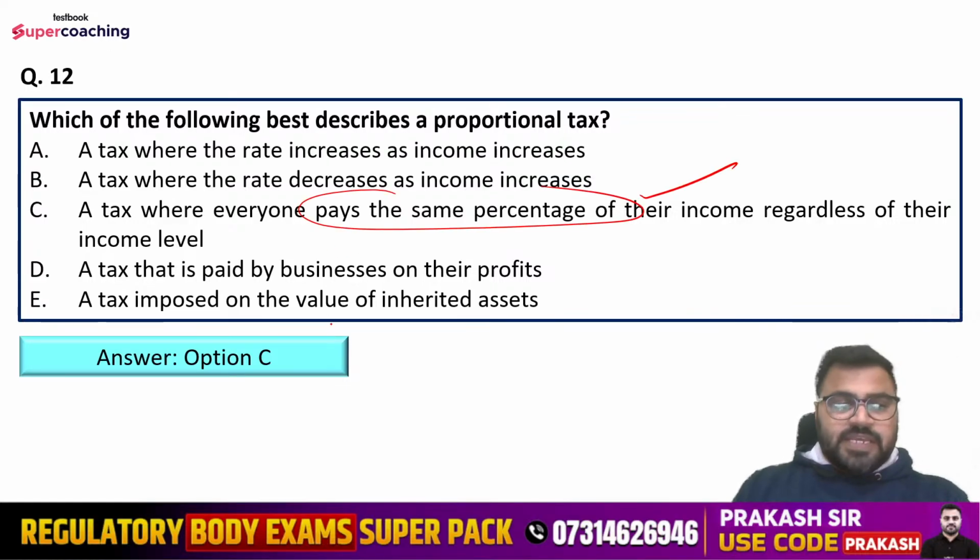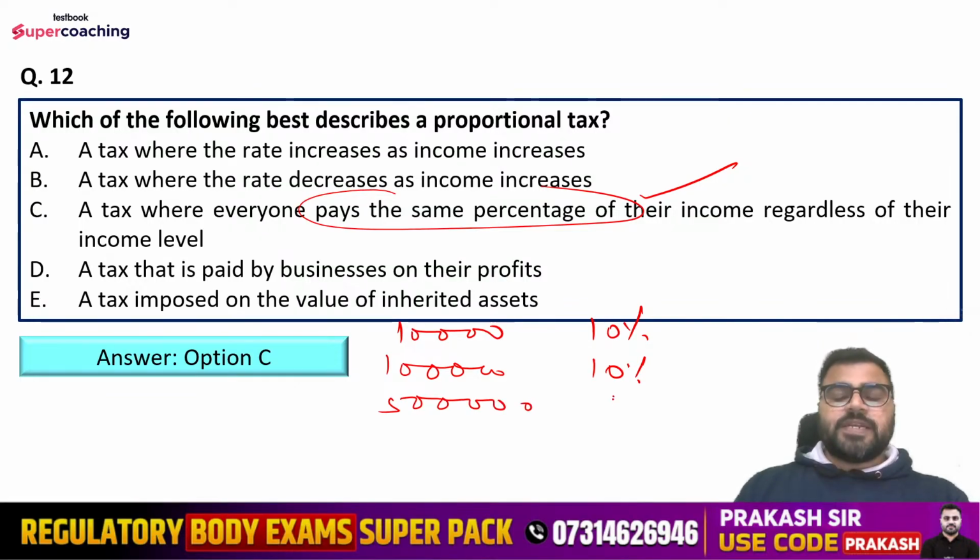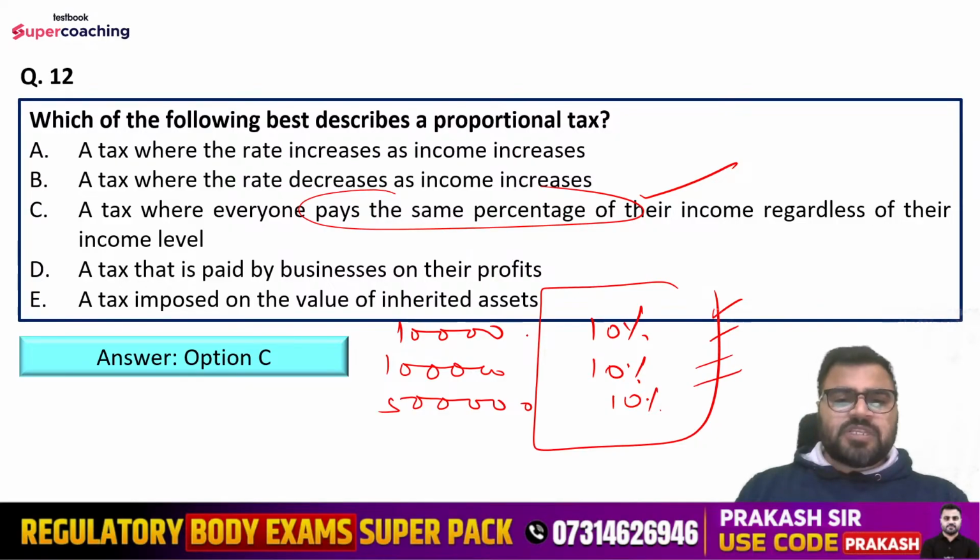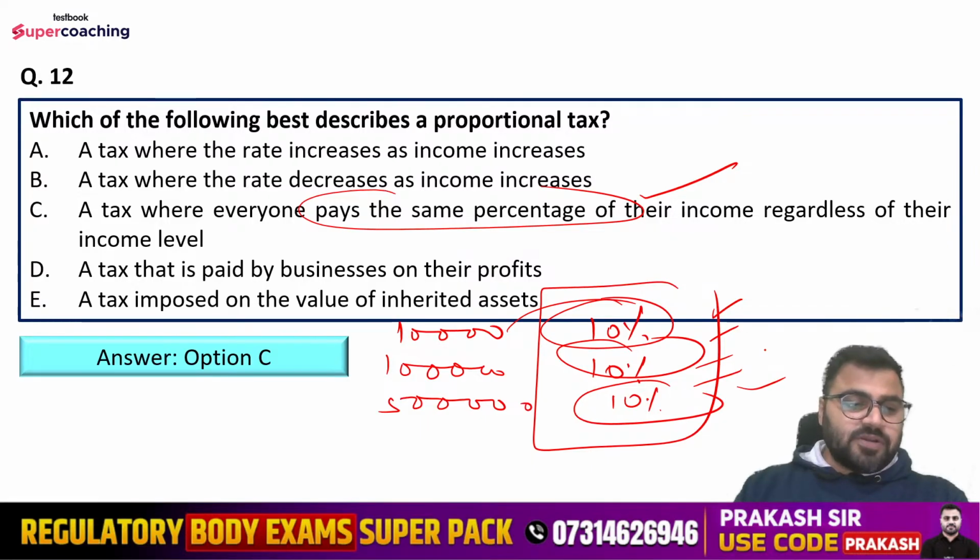For example, if someone is earning 10,000, he needs to pay 10% tax, right? If someone is earning 1 lakh, he needs to pay 10% tax again. If someone is earning 5 lakh rupees, he needs to pay 10% again. So basically the tax rate remains same. Obviously absolute figure will differ because ultimately the principal figure is changing. But the tax rate will remain same, that is 10%. Got it? So this phenomenon is known as proportional taxation.